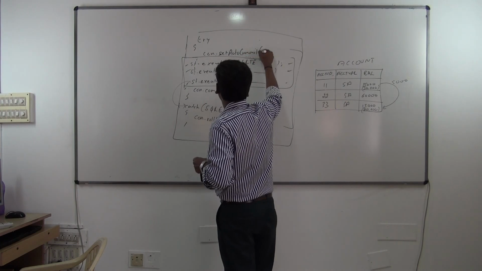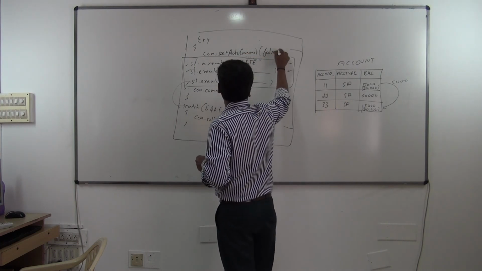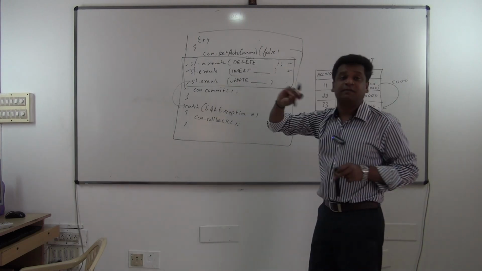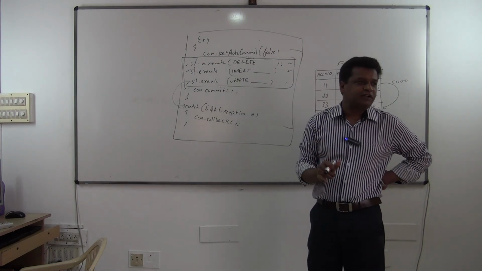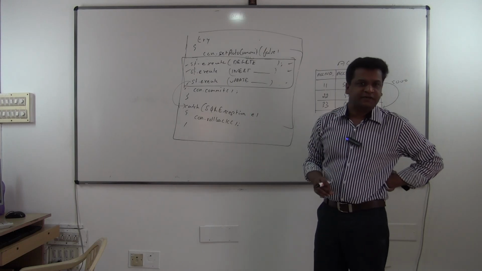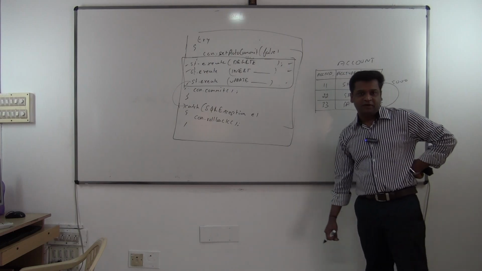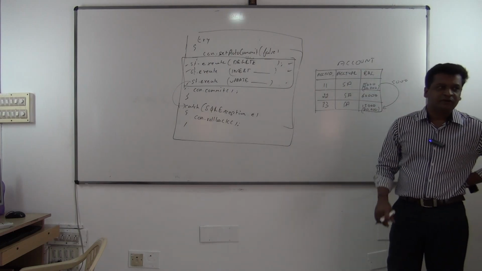So by default, what is happening? By default, every query was treated as a separate unit. But now all the three queries will be treated as a single unit. Either all or none. That's all about transaction. Understood? So it looks simple, but there are more things related to this.